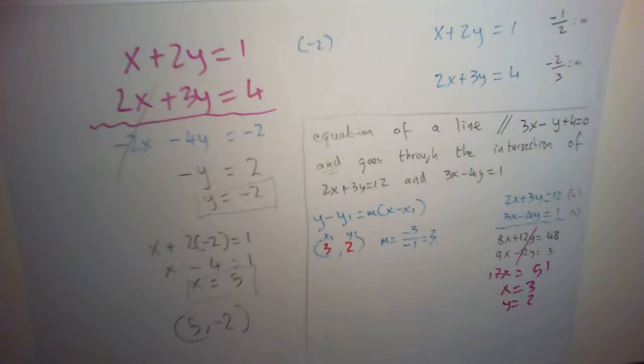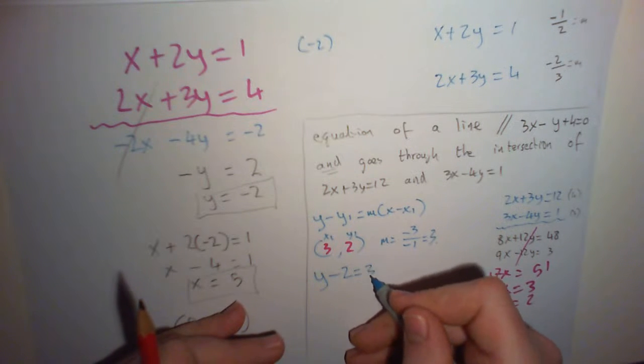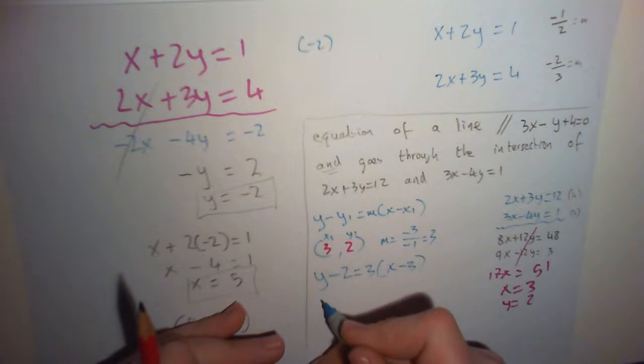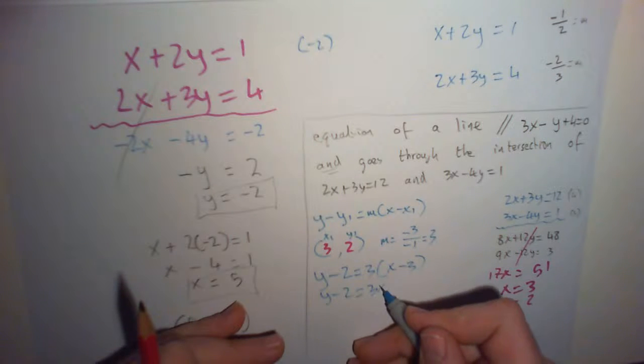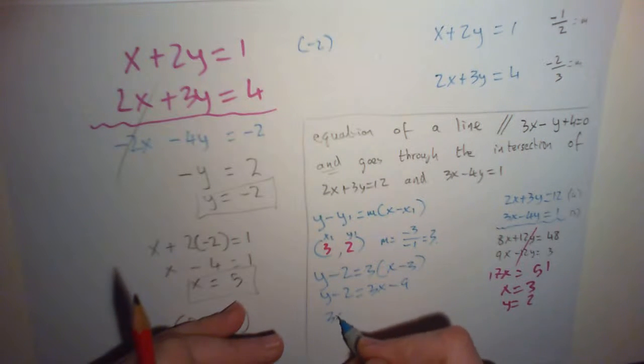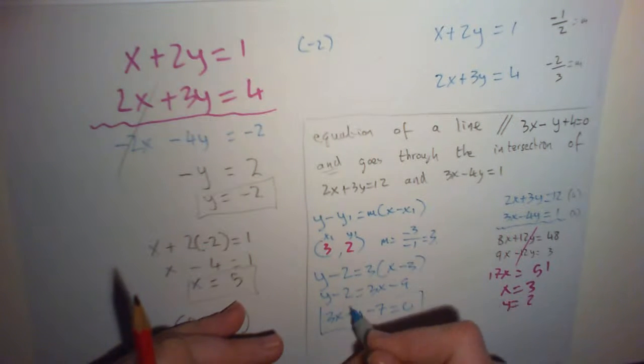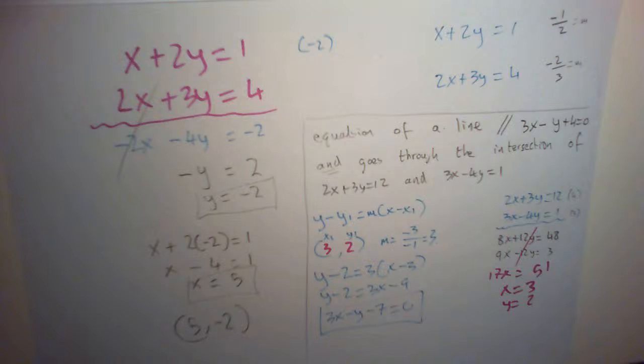Now, let's put them all together in our beautiful little formula. y minus y1 is equal to m times x minus x1. y minus 2 is equal to 3x minus 9. Bring everything to one side. So 3x minus y minus 7, I think, is equal to 0. That is my answer, and that is it done.